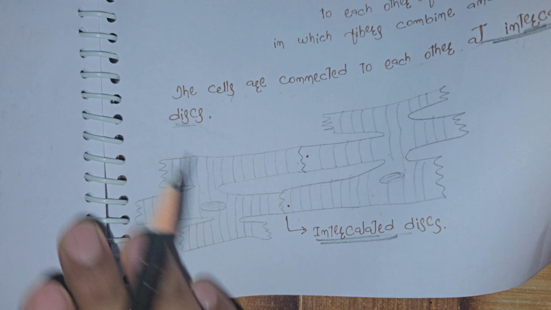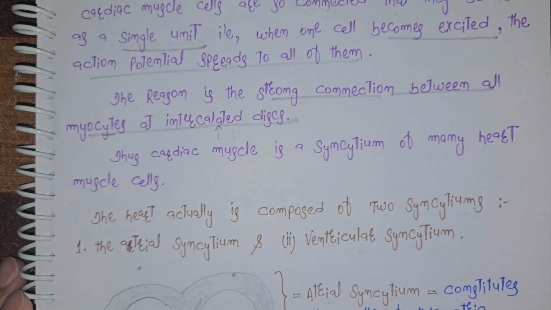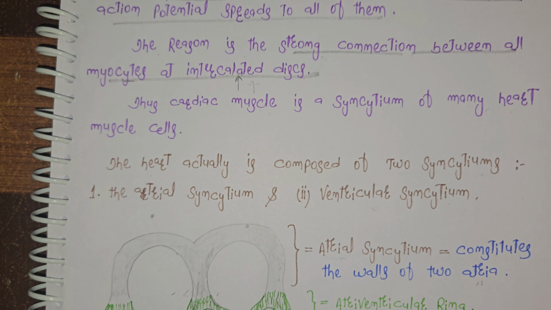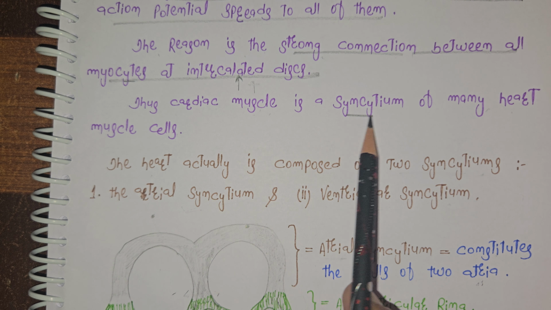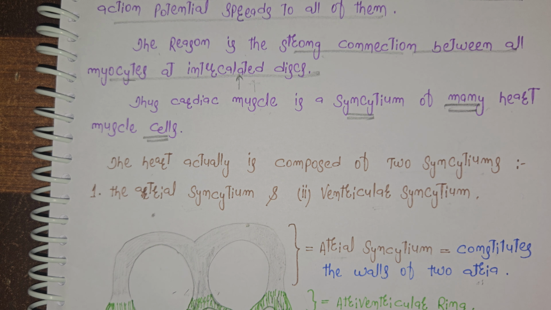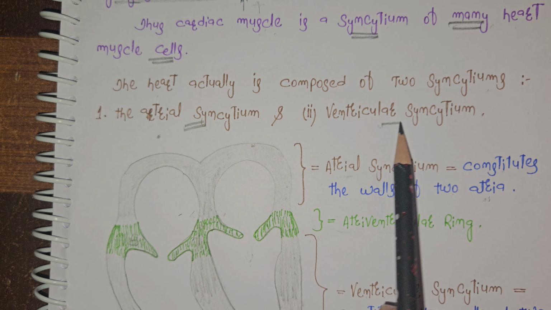Here at the intercalated discs. And because of the presence of these intercalated discs, cardiac muscle behaves as a syncytium. Cardiac muscle is a syncytium because of these intercalated discs. So we can say that cardiac muscle is a syncytium of many heart muscle cells. Now, moving forward, the heart is actually composed of two syncytiums. We have the atrial syncytium and the ventricular syncytium.